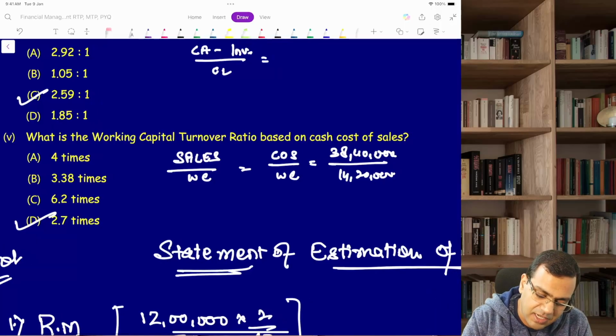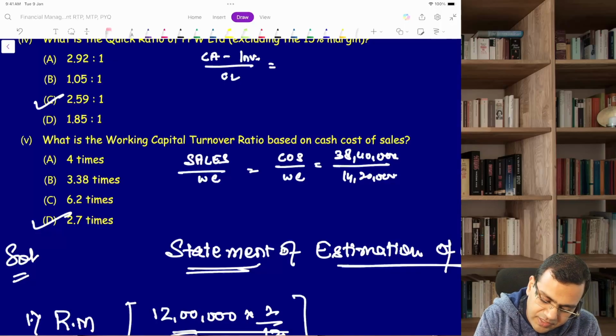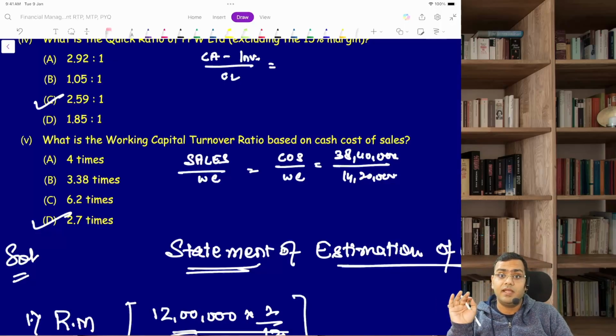Is there any answer that we get with the safety margin also? Let's see. 16,33,000, 2.35. If you take the total working capital including the safety margin, then the option is not there. Then also the nearest answer is 2.7 only. So they have calculated with the net working capital without safety margin for this particular purpose.